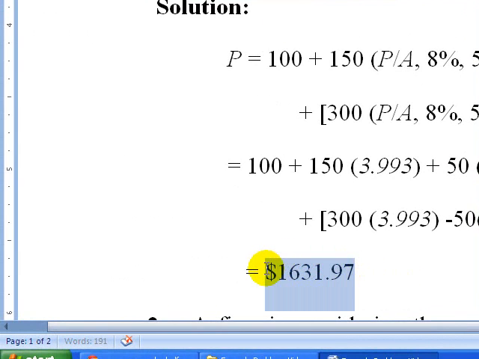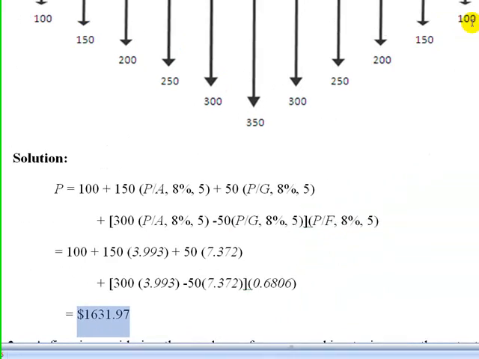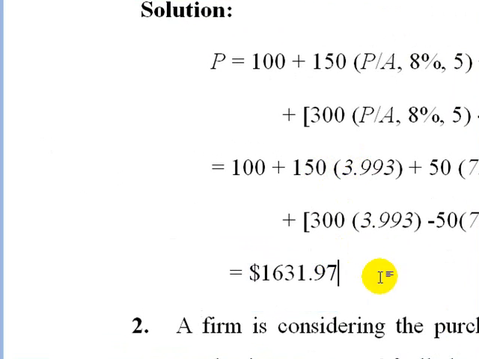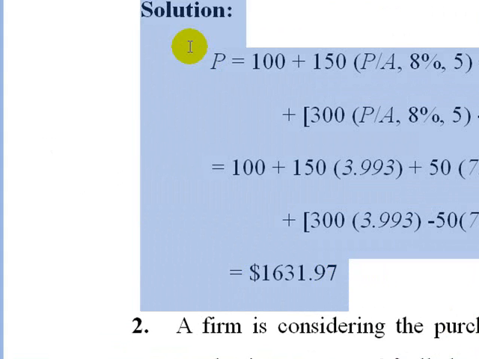If you do this math, you will get this value, $1,631.97. That's the present worth, and it is a negative value actually, because all are negative cash flows. So that is the present worth of this cash flow. Okay, so that is the answer. I hope you understood what I am trying to explain here.